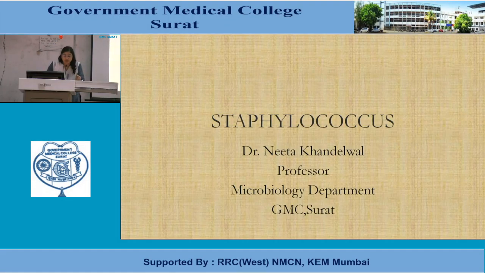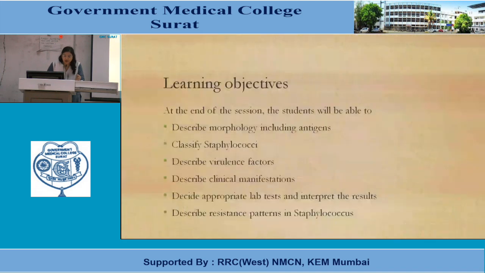Today's topic is Staphylococcus. So Staphylococcus is the gram-positive cocci which are found in grape-like clusters. The learning objectives of this lecture is that at the end of the session, the students will be able to describe the morphology of Staphylococcus, including its antigens, the classification of Staphylococci, can describe virulence factors.